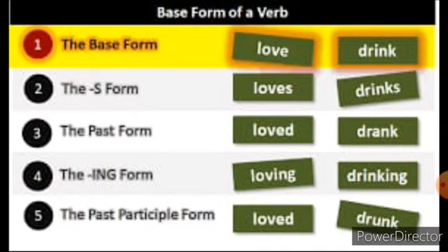The base form. The next, you have to add the s form, which means you have to add the letter s to the base form. And then the third one, past form, means you have to add the letters ed to the base form. The fourth one is you have to add ing, that is the ing form. And then the fifth one is the past participle form, that is the V3 form. So you have to learn this base form of a verb.